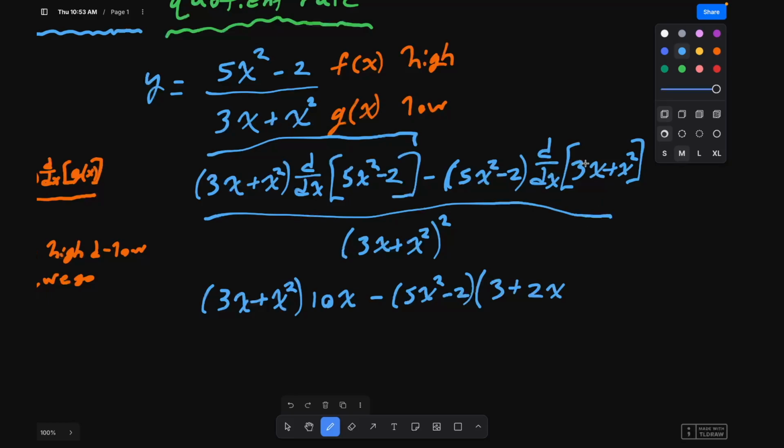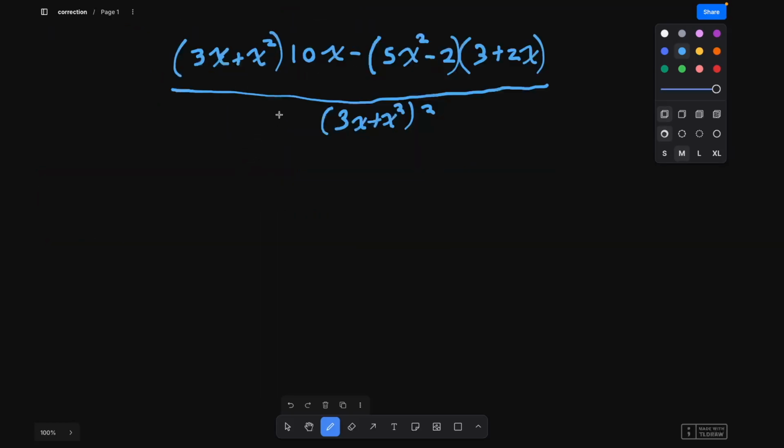That is because the 3 comes out. This x to the 1 becomes x to the 0, which is 1. So 3 times 1 is 3. And then plus a simple product rule here. And then again, we don't want to forget, bring down the denominator. And we're not going to FOIL that out, but we are going to simplify the numerator.